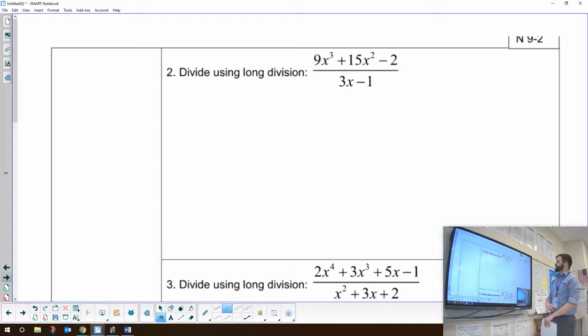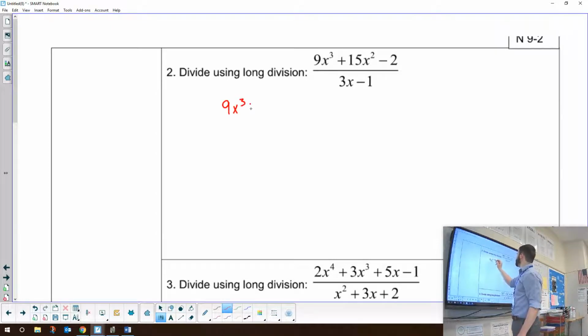Okay, so here on the next page, we're going to write out our top one, remember, is our dividend. Our bottom one is the one we're dividing by. So first we're going to write out my top one. So I'm going to write 9x cubed plus 15x squared.